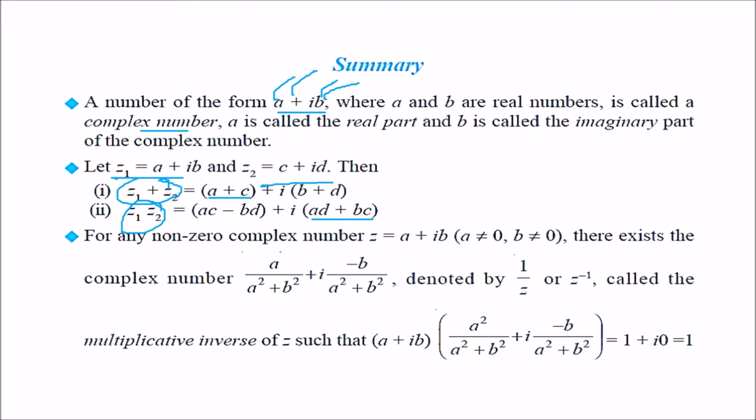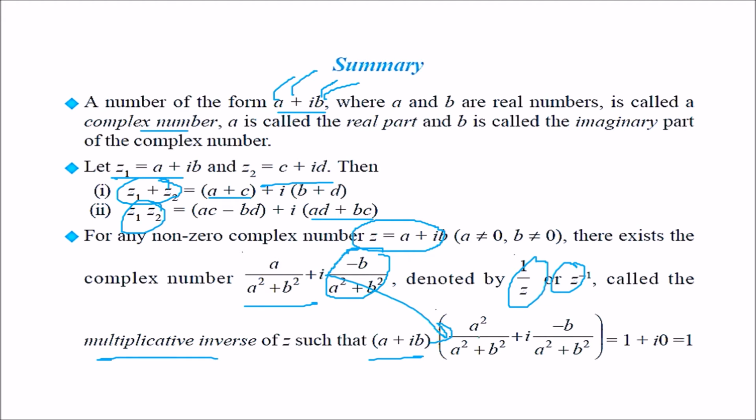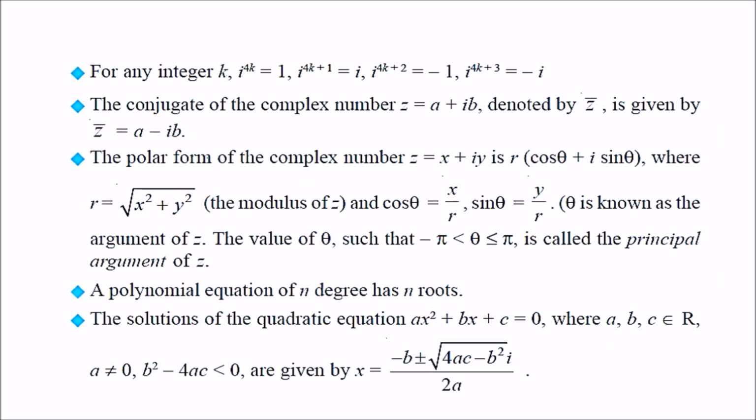For any non-zero complex number z equal to a plus ib, there exists a by (a square plus b square) plus i times minus b by (a square plus b square), which we call 1 by z or z inverse, the multiplicative inverse of z. Multiplying a plus ib by it will always give you 1, which you can write as 1 plus i0. We call it the multiplicative inverse. And just to recall, i to the power 4k is 1, i to the power 4k plus 1 is i, 4k plus 2 is minus 1, and 4k plus 3 is minus i.